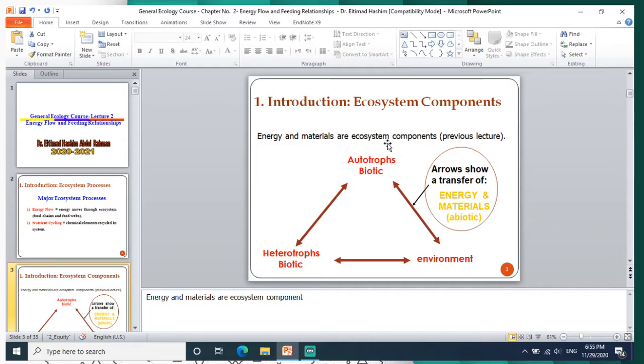Energy and materials are ecosystem components. Abiotic components interact with the biotic components, which may be plants, animals, microorganisms, whatever. The biotic components are divided into two, autotrophs and heterotrophs. Autotrophs are organisms that can synthesize their food from simple material such as water and carbon dioxide, and the only autotrophic organisms are plants. Examples of heterotrophs are man and other animals, which can't synthesize food from the simplest material like water and carbon dioxide.